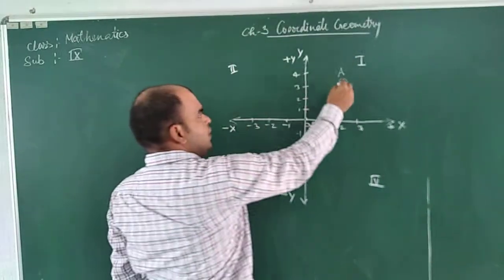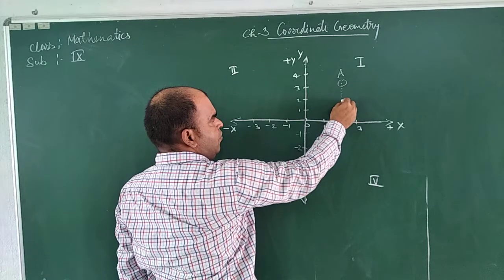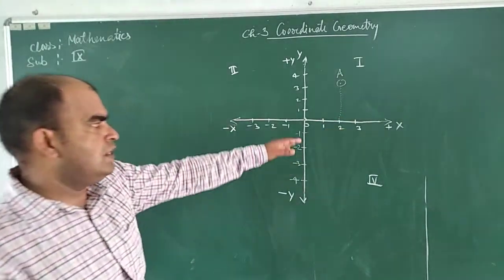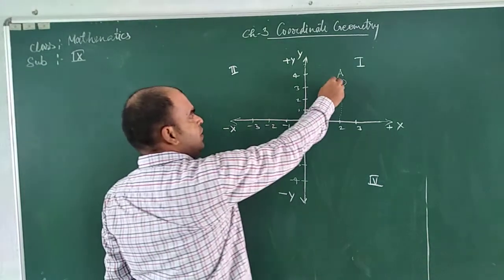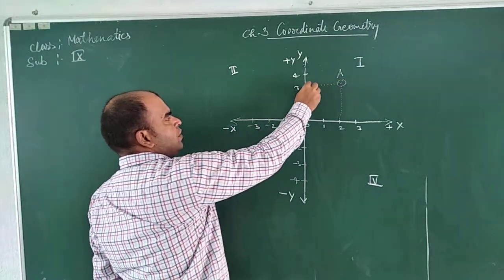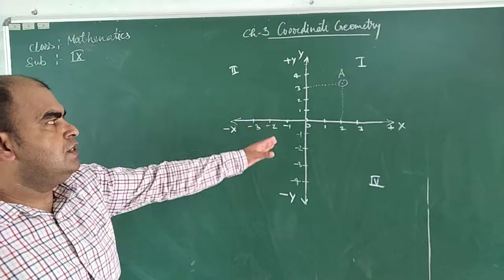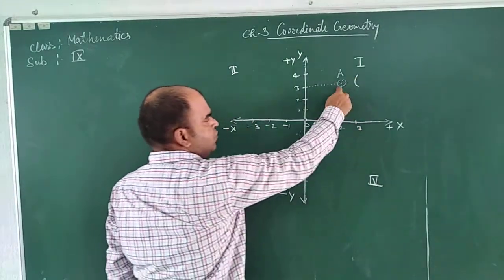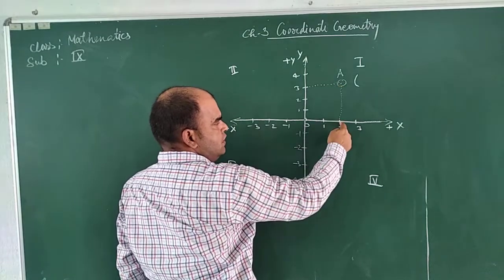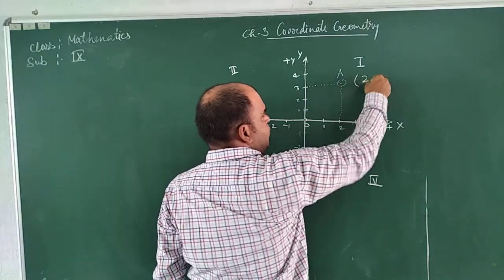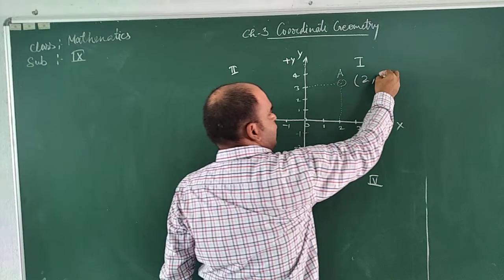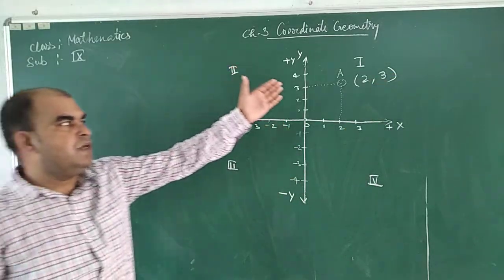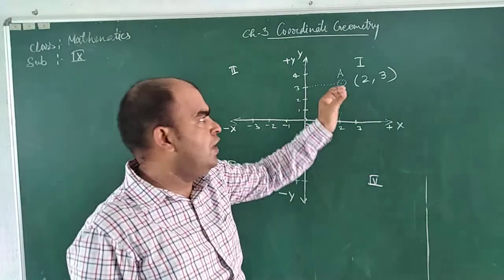If you draw the perpendicular from A to the x-axis, you can see this intersects the x-axis at one point. Similarly, if you draw a perpendicular from A to the y-axis, you can see this is point 3. Firstly we have to write x: this intersects the x-axis at 2, so we write 2, and then this intersects the y-axis at 3, so we write 3. So this is (2, 3), the position of point A.